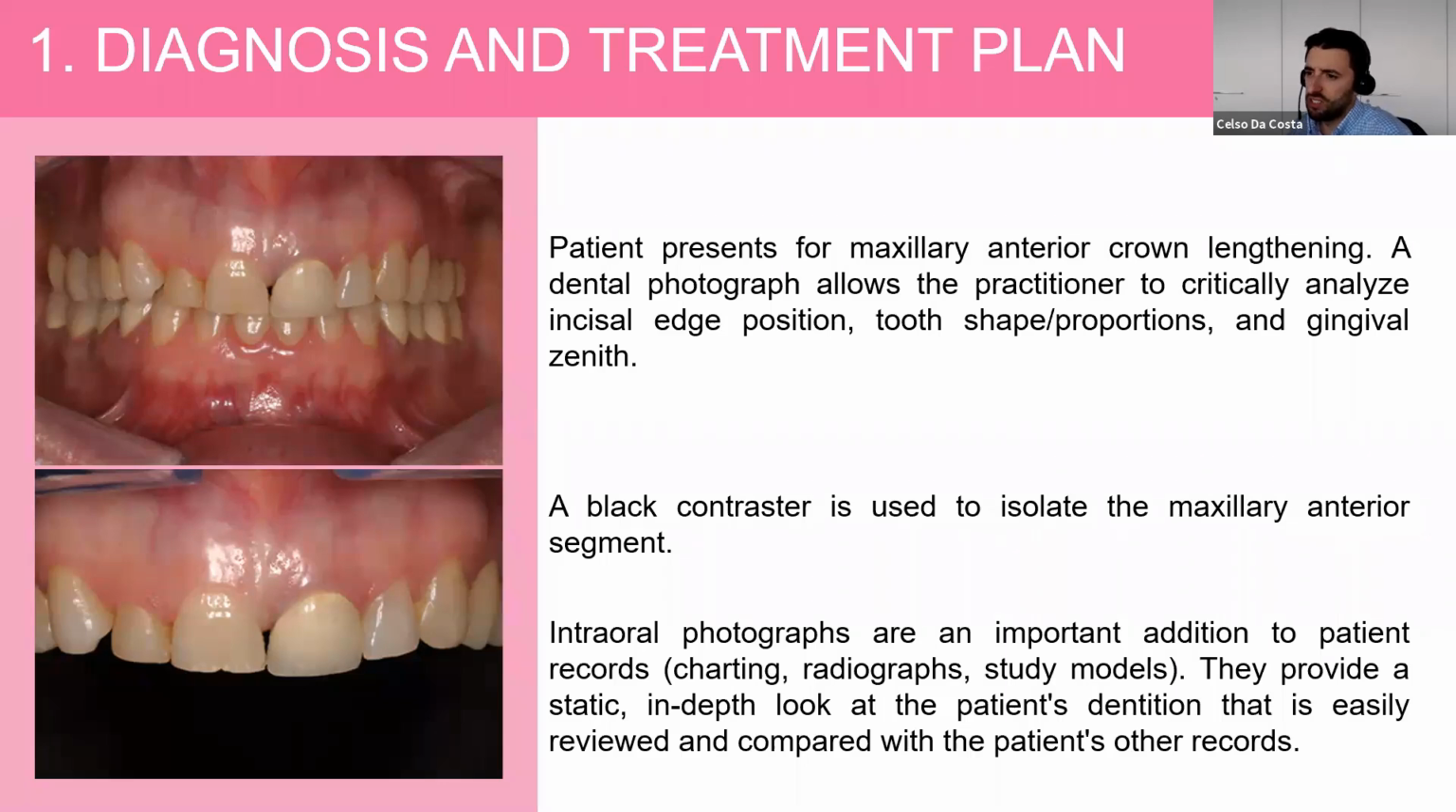And here, this kind of photography is quite representative because we can see through the photography the length of the crown, and with the black contraster it's even easier because we can isolate the segment that we want to work on, and it will help us in already projecting ourselves to the end of the treatment.